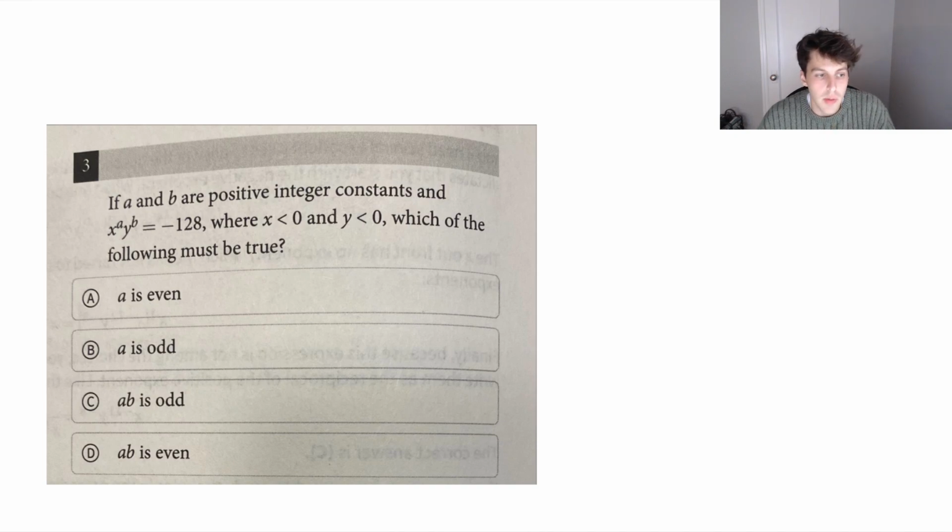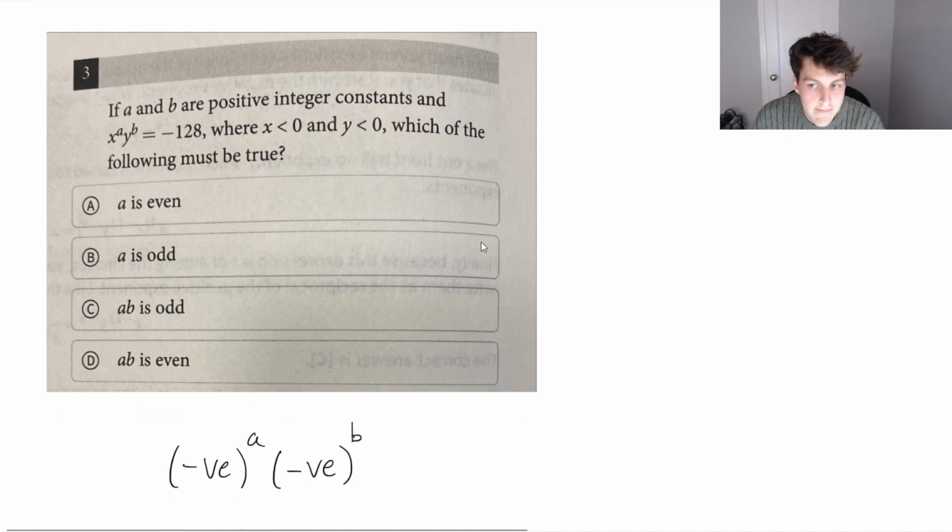Well, let's see, what do we know here? We know that if x to the a times y to the b is equal to a negative number, we've got some kind of negative number to the power of a, and we've got another negative number to the power of b. Oh, gotta scroll down here. Okay, let's just think, what do we know?